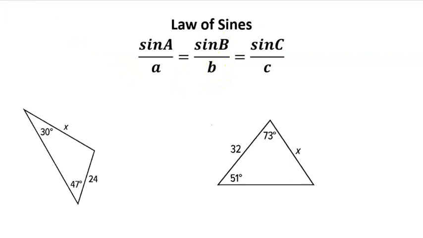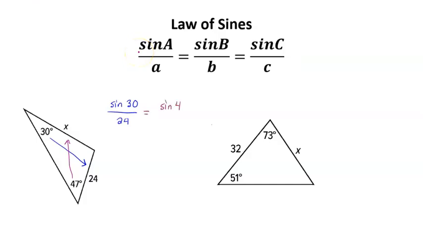And so let's go ahead and take a look as to what that's going to look like when we write it out. See how 30 degrees is across from 24, and then we've got 47 across from x. So we are going to use that to build our proportion. And so we've got the sine of 30 degrees over its opposite side, which is 24, is going to be equal to the sine of 47 across from its opposite side, which is going to be x.